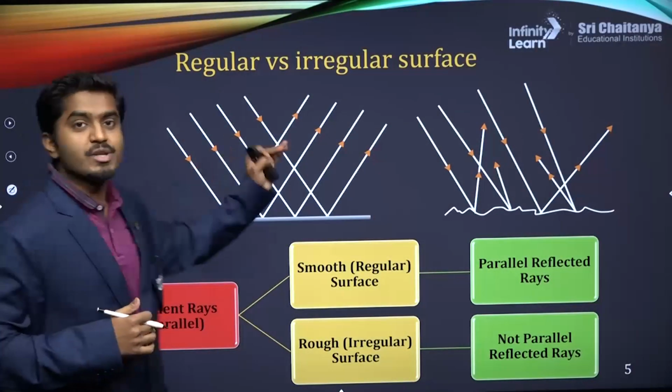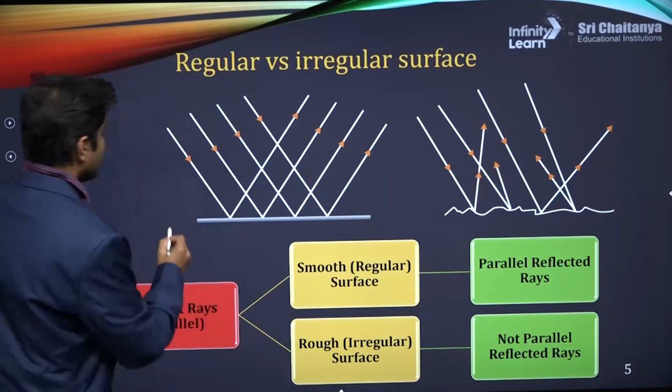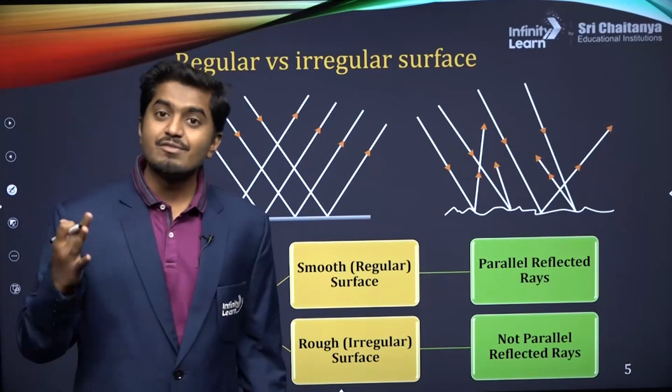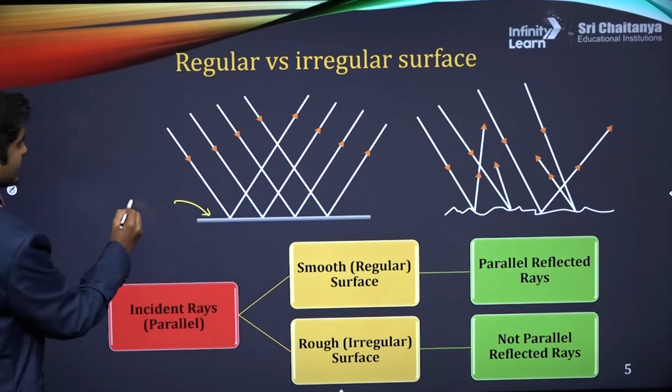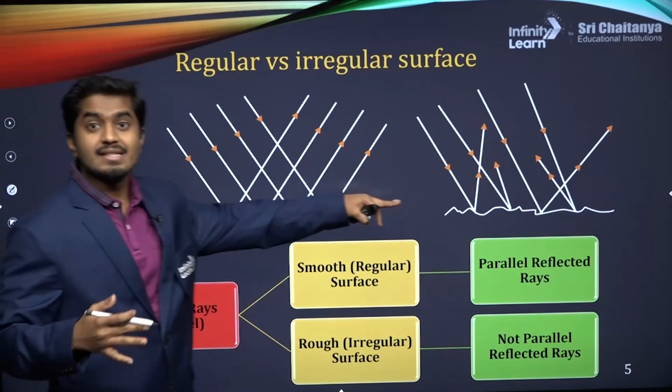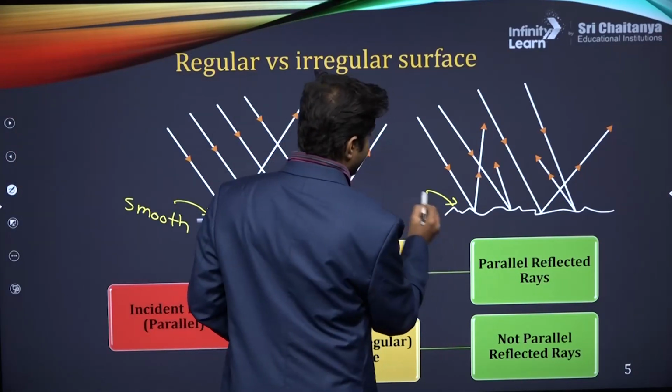Now there are two types of reflection depending on whether the surface is smooth or rough. If the surface is smooth, for example, you can see here there is a smooth surface, and this one here is a rough surface.